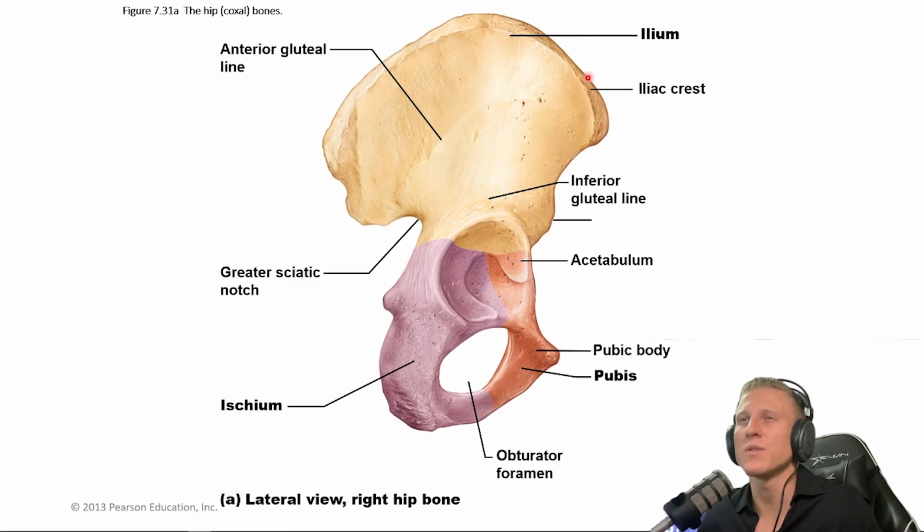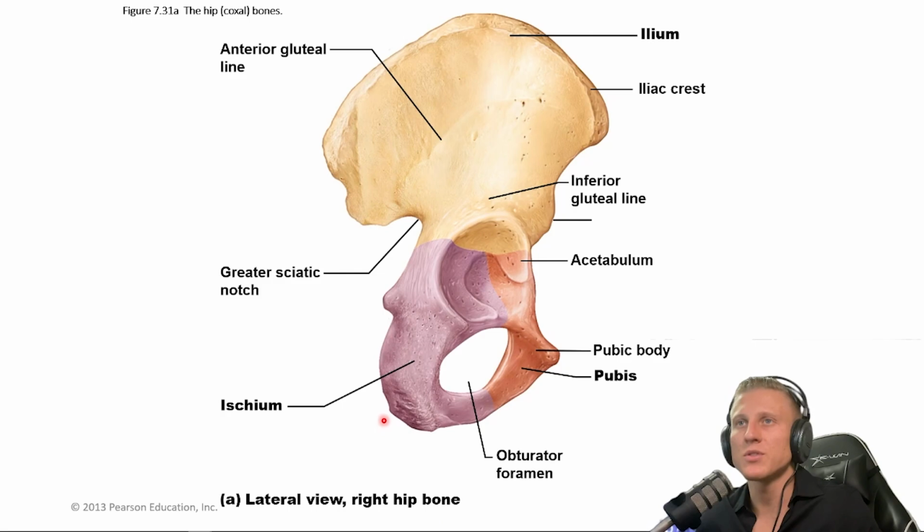That is the majority of what you think of as your hip. We have the acetabulum, which is partially composed of all 3 bones, forming the coxal bone. Greater sciatic notch, sciatic nerve, sciatica as a physiological condition or clinical presentation. Inferior gluteal line, kind of lining the outer edge of the acetabulum. Anterior gluteal line, just kind of this little divot running along the surface of the ilium.